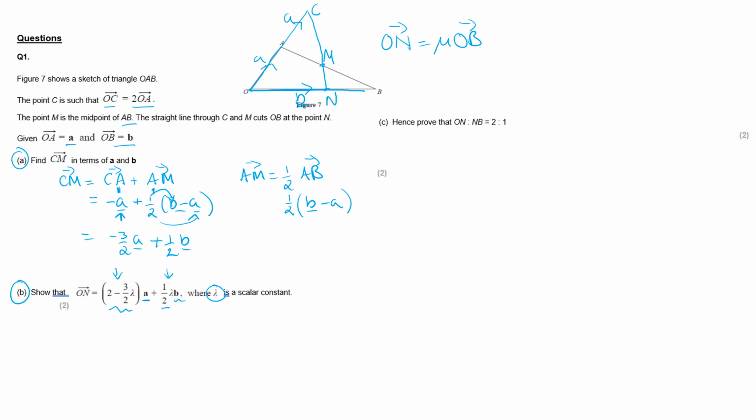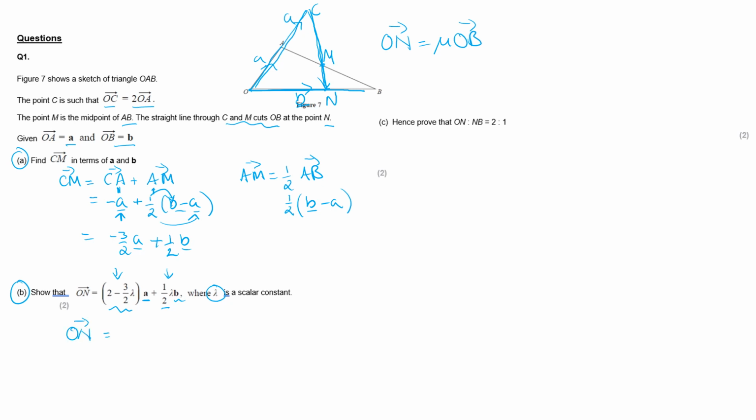We need to go all the way to C, and then because we are told that CM and then the point N are on a straight line, it's going to be some lambda of C to M. Now lambda will be bigger than 1 because we need to go past M and then carry on to N. So let's do that journey.